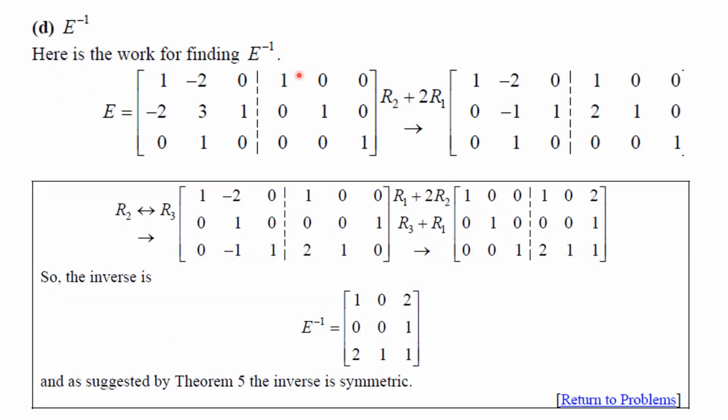And finally, here's the work for E inverse. So we start with E, and we do the work with the row operations to finally get the inverse. We get the identity matrix here, meaning this has to be the inverse. So E inverse is also symmetric. You see here's the main diagonal, 0, 2, and 1. So the inverse of a symmetric matrix is also symmetric.